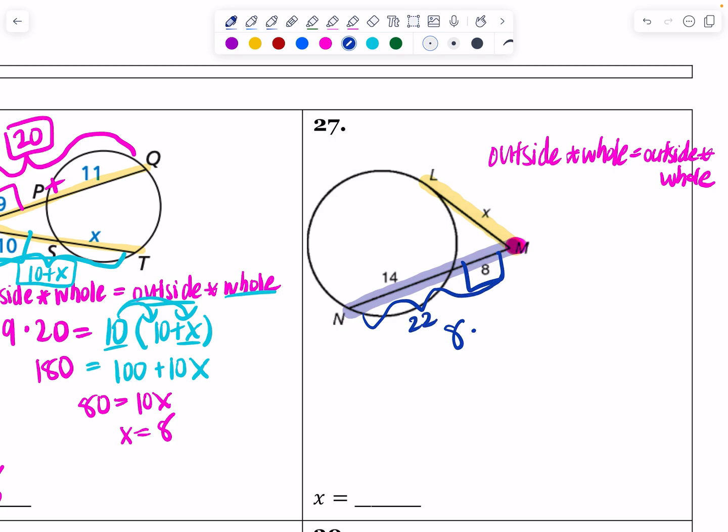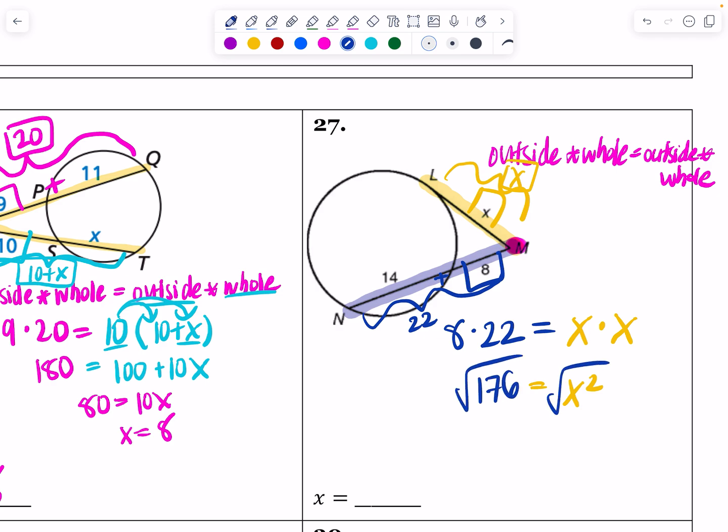8 times, what is that? 14 plus 8 is 22. So 8 times 22 should be equal to the outside of the other one, which is x. But what is the whole thing? It's also x. So not only is that x the outside, it's also the whole, which gives me x squared. 8 times 22 is 176. That's what x squared is, so we want the square root of 176. That is approximately 13.3 if we rounded it to the nearest tenth.